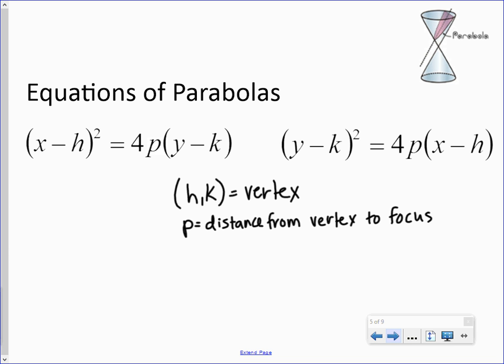And because the vertex is a point on the parabola, and all points on the parabola need to be simultaneously equidistant from the focus as they are to the directrix, then p can also represent the distance from the vertex to the directrix. Now, those would be going in opposite directions. One's going inside the parabola and one's going outside the parabola. Okay.